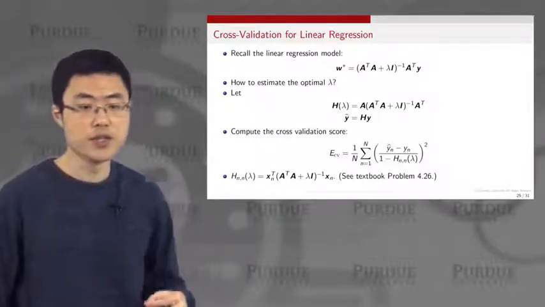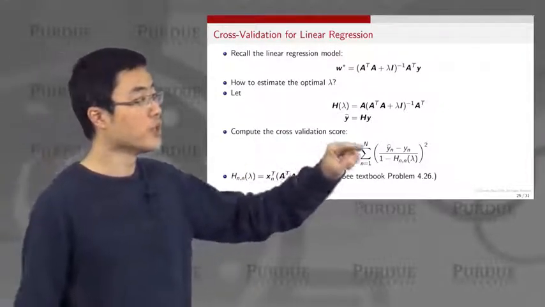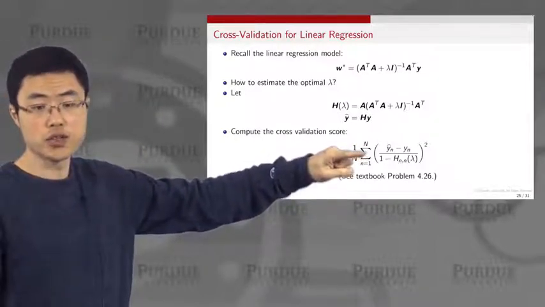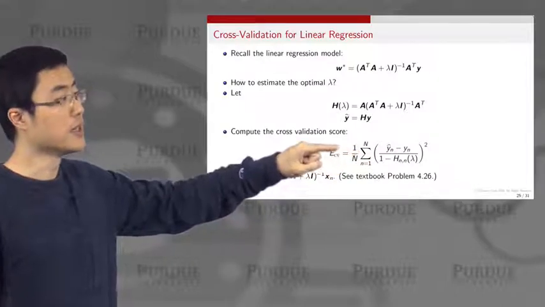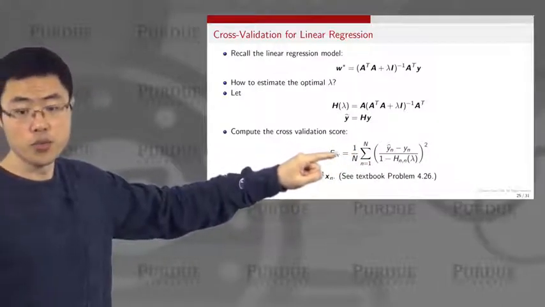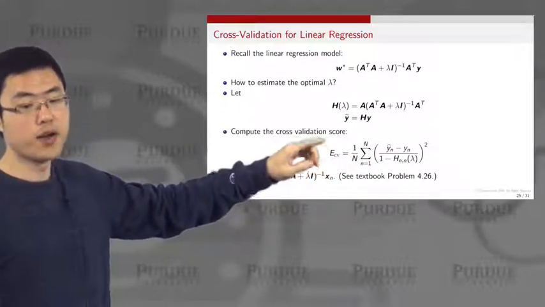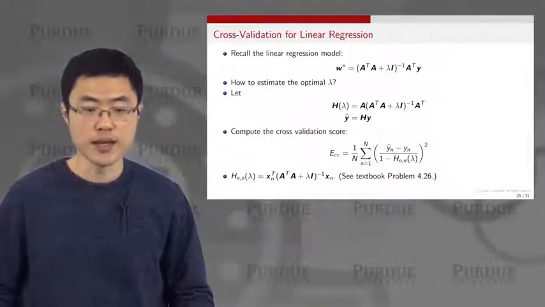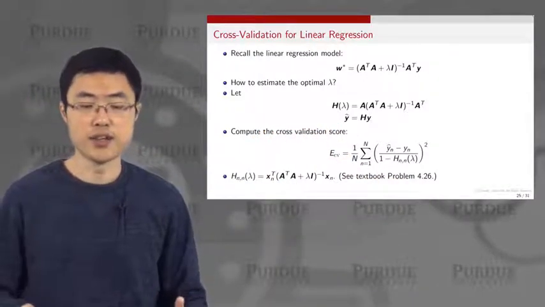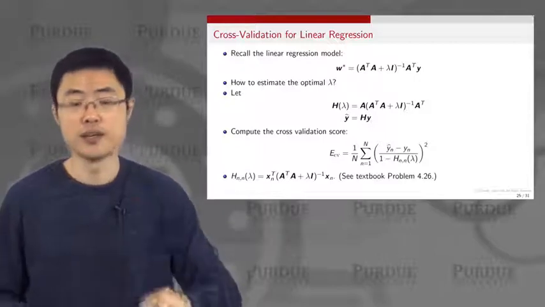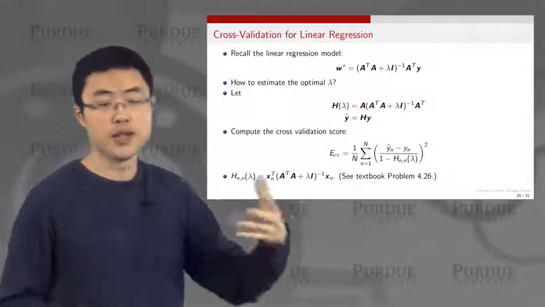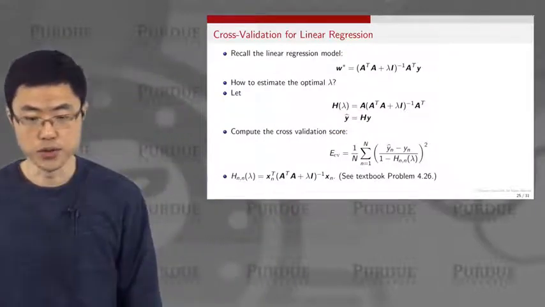Now, the message here is that this number is a function depending on lambda. So as you change the lambda, this cross-validation score will also change. And therefore, among all the possible lambdas, you will be able to pick the one that minimizes the cross-validation score, and you will put that lambda into your linear regression model and use it as your regression result.